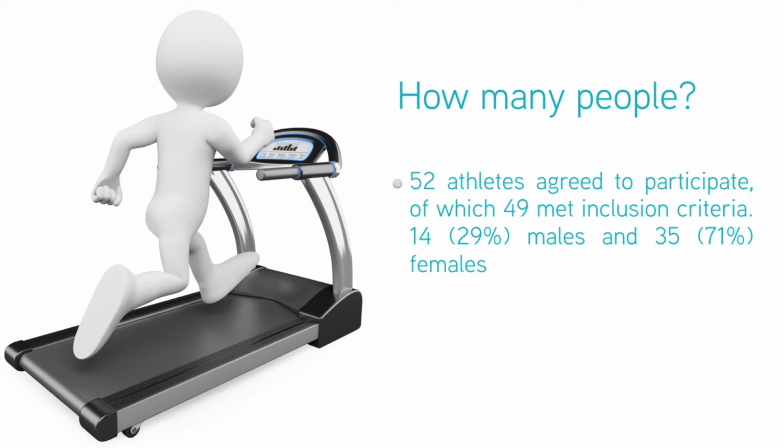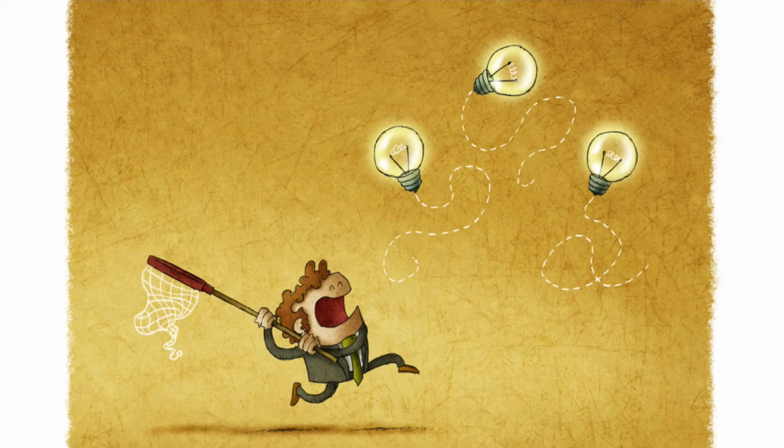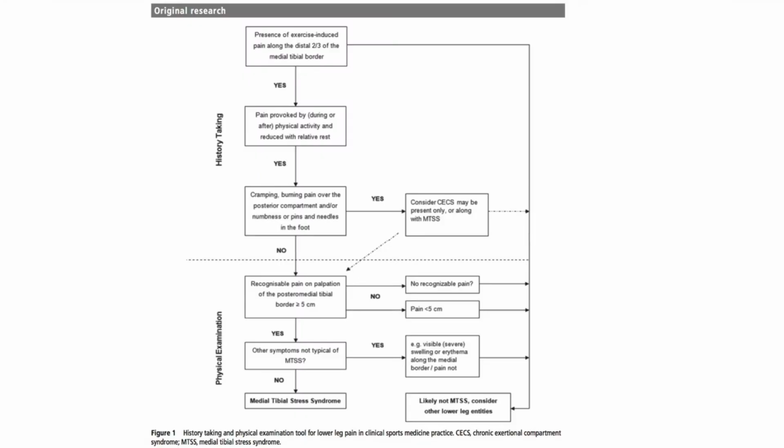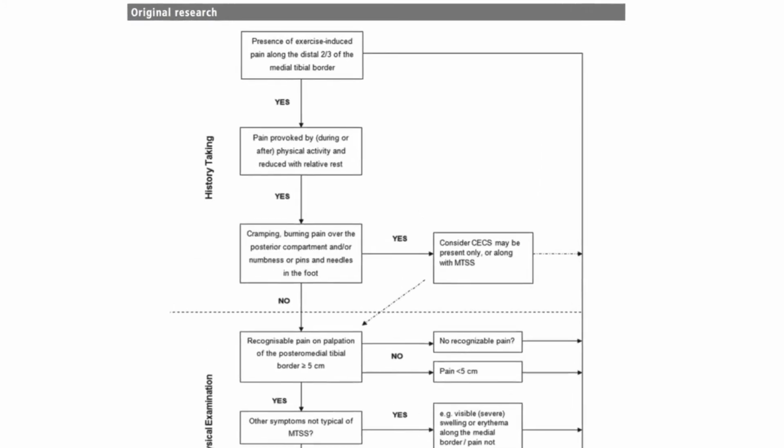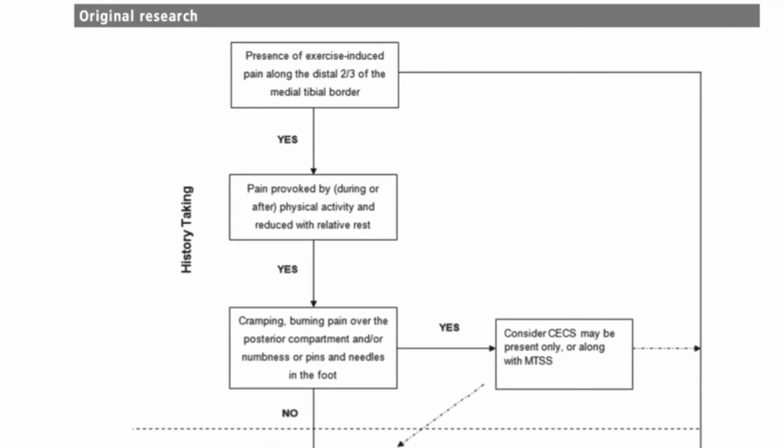the majority were females. So what questions did they ask in the subjective history? This is their algorithm that they use, and it's a really nice way of going through your subjective to identify if there is a potential MTSS. In our first question, they said, do you have the presence of exercise-induced pain along the distal 2/3 of the medial tibial border? So if you answered yes, we'll move on to the second part.